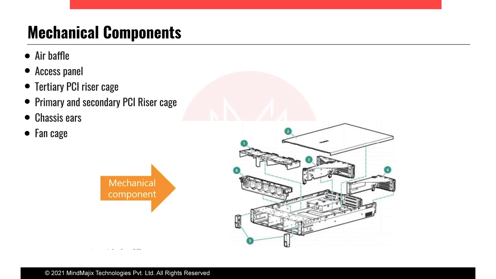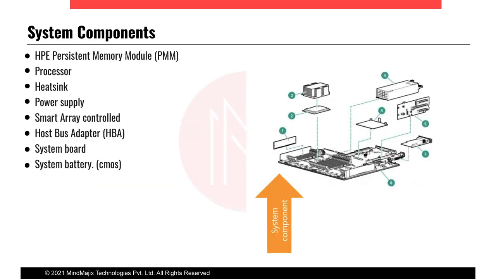The manual guides will also help you. Not only this, all DL380 HP servers, which is a real advantage for EU people. This is the external component. Then we are covering the internal components: the buses, the PCI buses, processors, heat sinks, power supplies, Smart Array controllers, host bus adapters, system boards, and system battery. We'll talk about how they are connected and how they work. We'll brief you on them one by one.